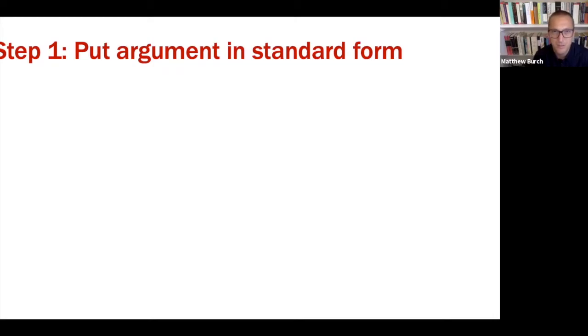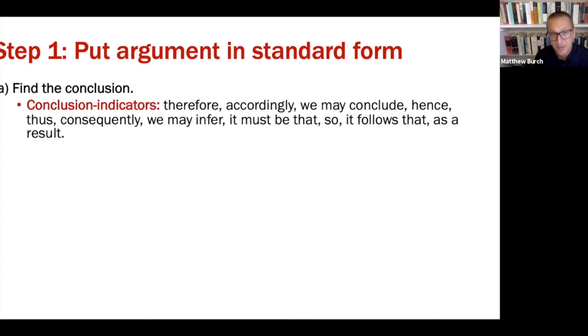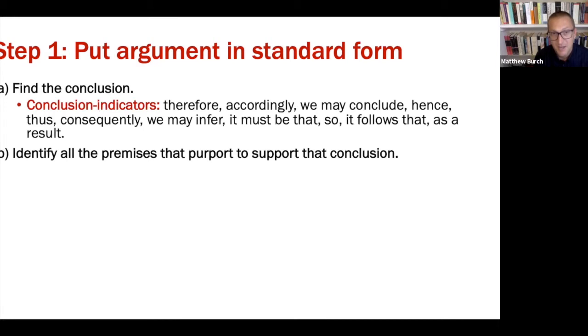Okay, step one, put the argument in standard form. This means you need to find the conclusion. What is the argument leading to? To help you find the conclusion, it helps to look for conclusion indicators, words like therefore, accordingly, we may conclude that, and so on. Identify all the premises that support that conclusion.